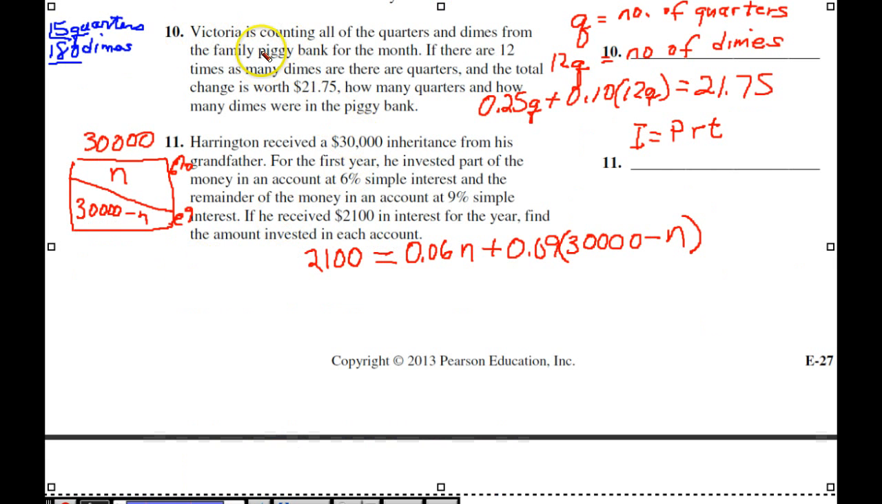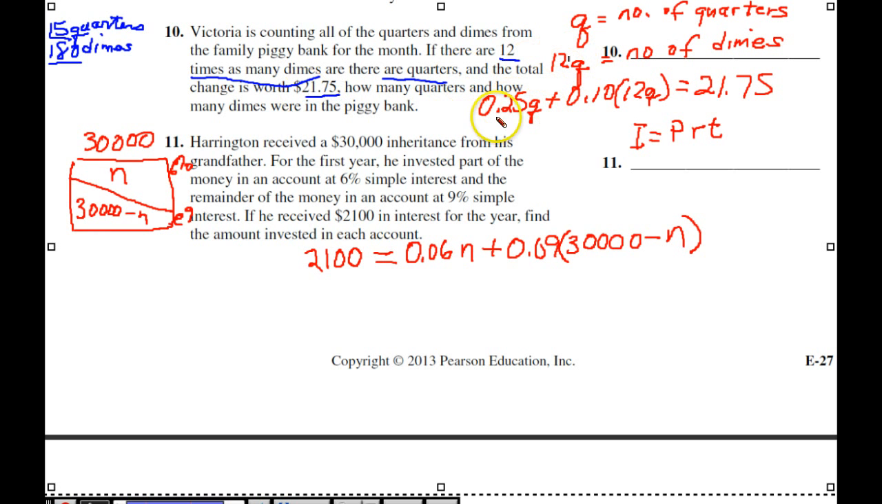Okay, here we're going to use our technique of money. So here's a person, there are 12 times as many dimes as quarters. So we don't know how many quarters. So let's say Q equals the number of quarters. Now, how many dimes did you have? Well, 12 times Q. So this is the 12Q, the number of dimes. And the value is this much.